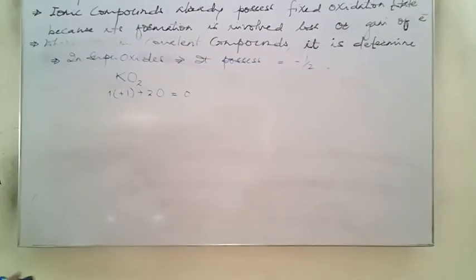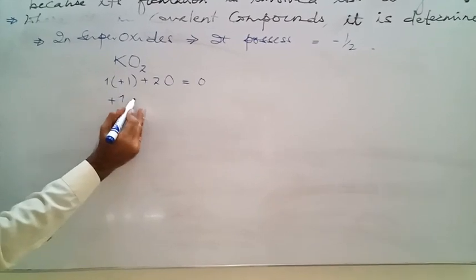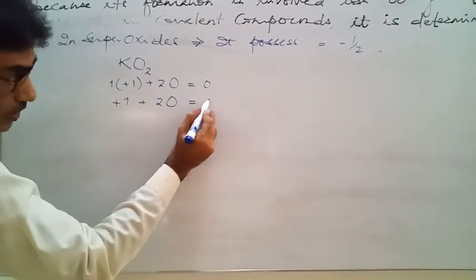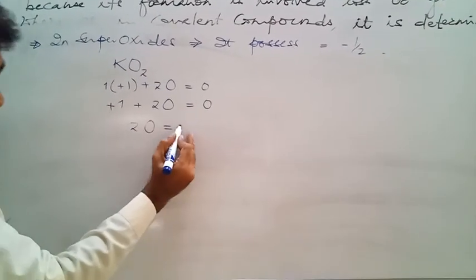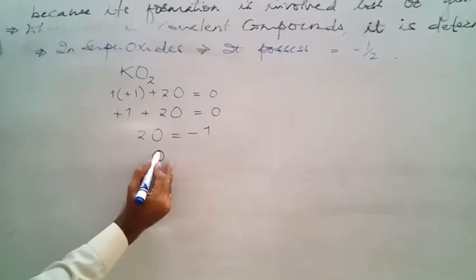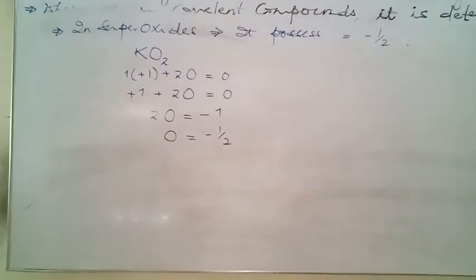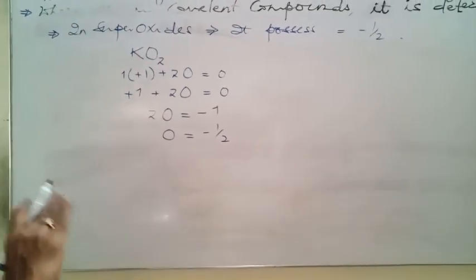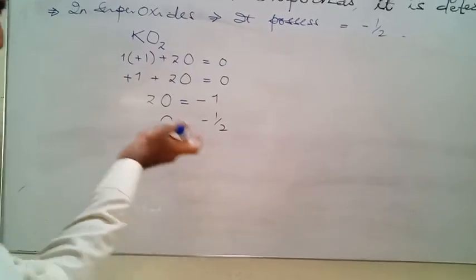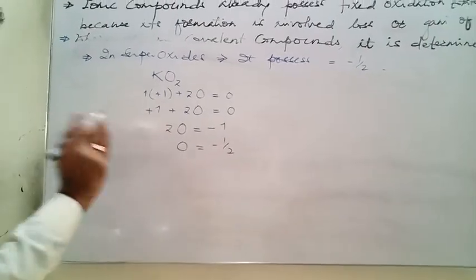Further, if we check the calculation, it is +1 plus 2 oxygens equals 0. The +1 is shifted over, becoming -1 for the 2 oxygens, and so oxygen is minus half. So what is our finding up to this point? In all these compounds, oxygen possesses a negative charge with numbers like -2, -1, and minus half.